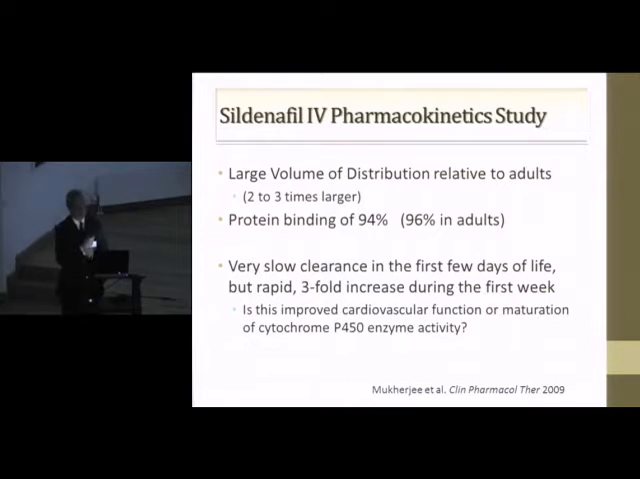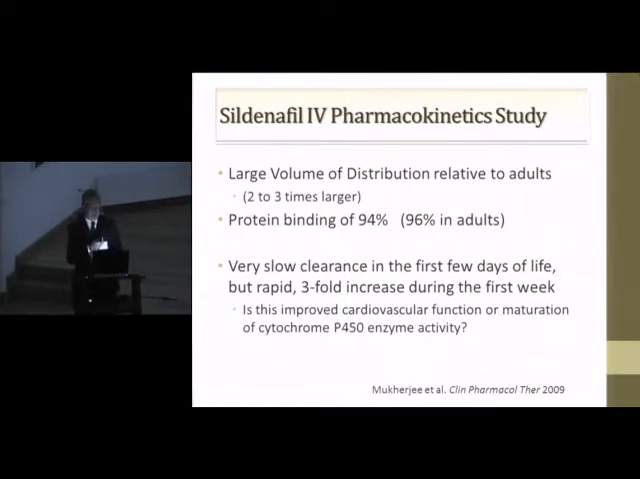What else have we learned about sildenafil? Well, the volume of distribution is large relative to adults when you correct for weight. It's 2 to 3 times larger on a per weight basis than it would be in an adult. Protein binding is lower than adults, but very close.